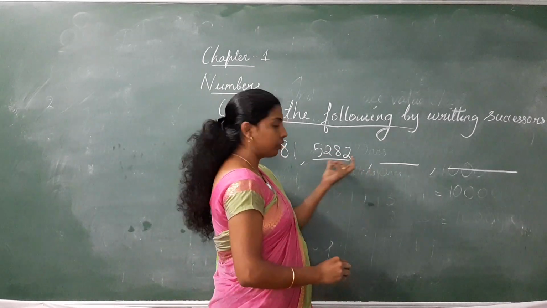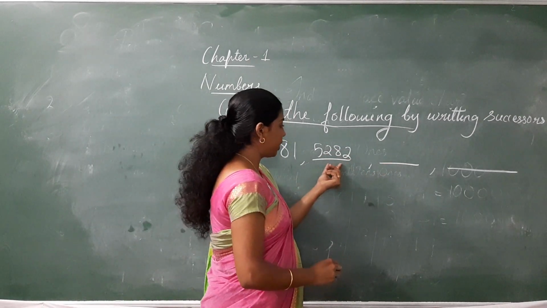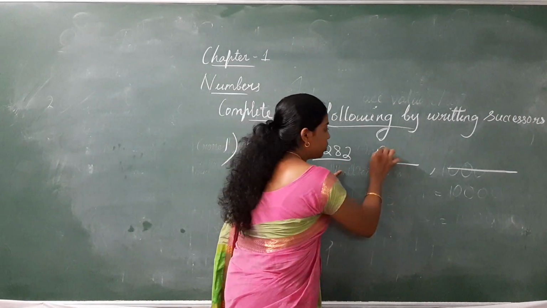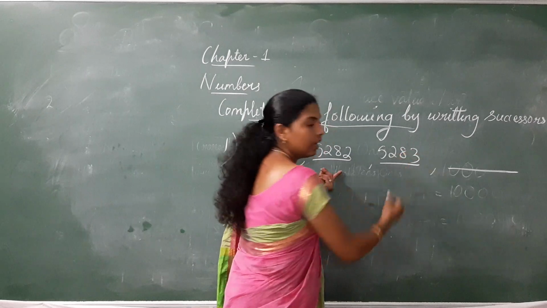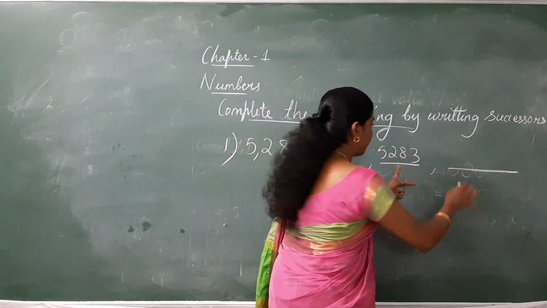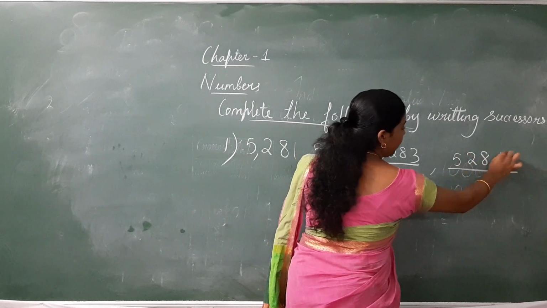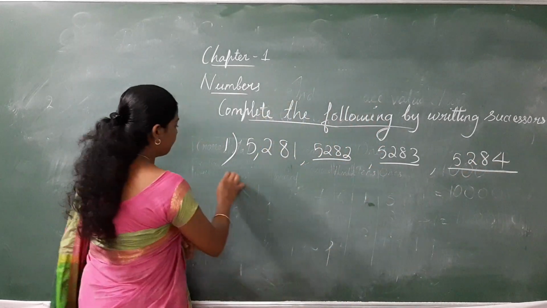Next number, the successor of this number, 5282. The successor of that number is 5283. The successor of this number is 5284.